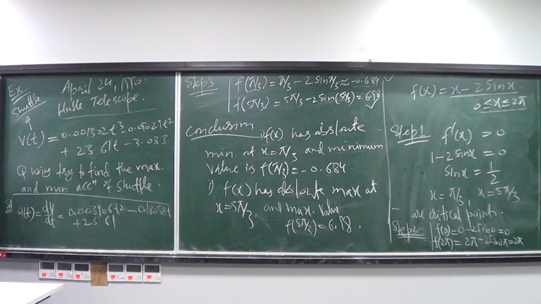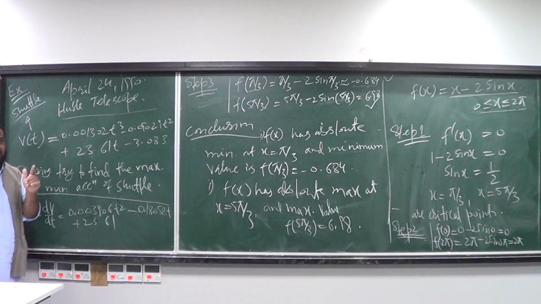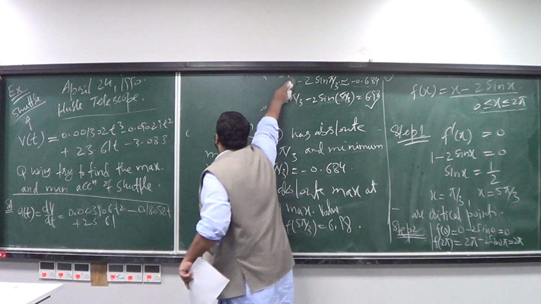And what is our task? Our task is to find the maximum and the minimum values: at what instant the shuttle achieved its maximum acceleration, and at what time the shuttle achieved its minimum acceleration, and what those maximum and minimum accelerations were. So we need to find both actually: the time, and the maximum and the minimum acceleration. So how are we going to do it? We're going to do the same.